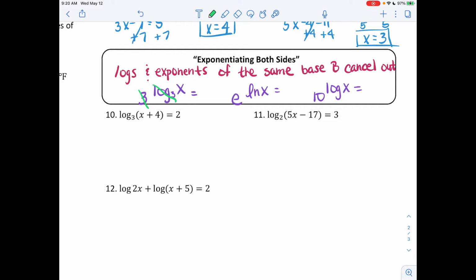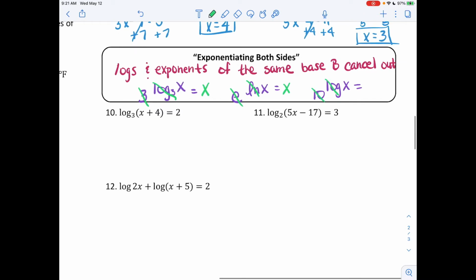So if we had log base 3 of x, it simply leaves us with x because the exponent base 3 and log base 3 cancel. Same thing happens with natural base and natural log. It will equal x. And in addition, remember the common base: an exponent base 10 and a log base 10, or common log. These will cancel and simply leave me with an x. Those are some of the exponent properties that we learned last time.